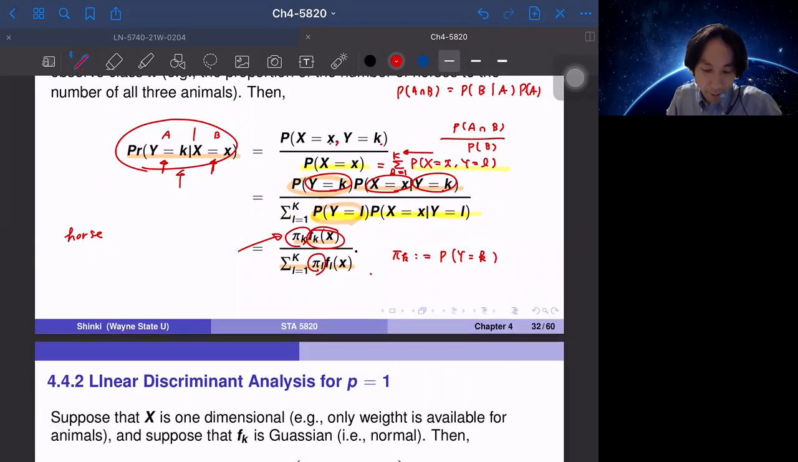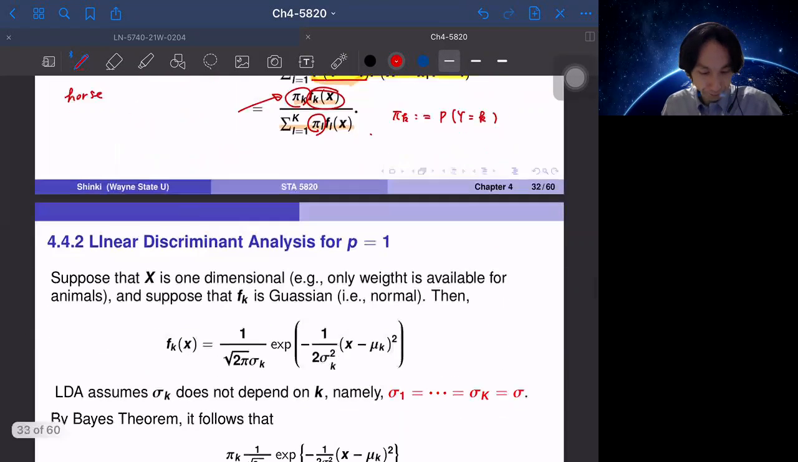The probability of Y equal to l is called the prior probability because we haven't observed X. And this is called the posterior probability because it is the probability after we observed X. Any questions?